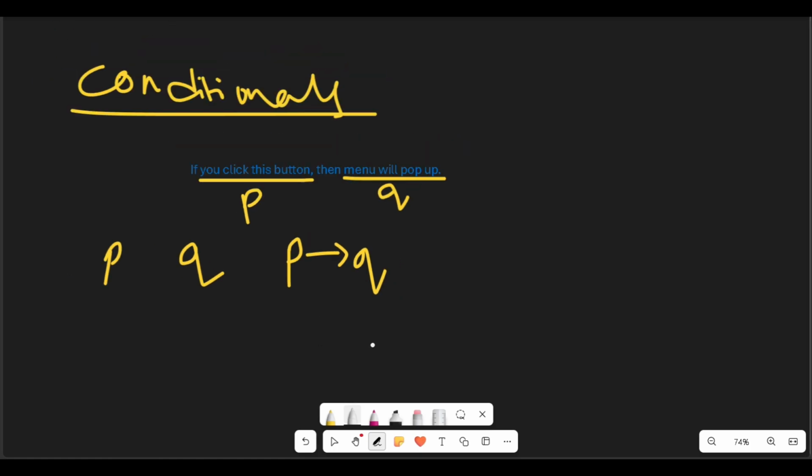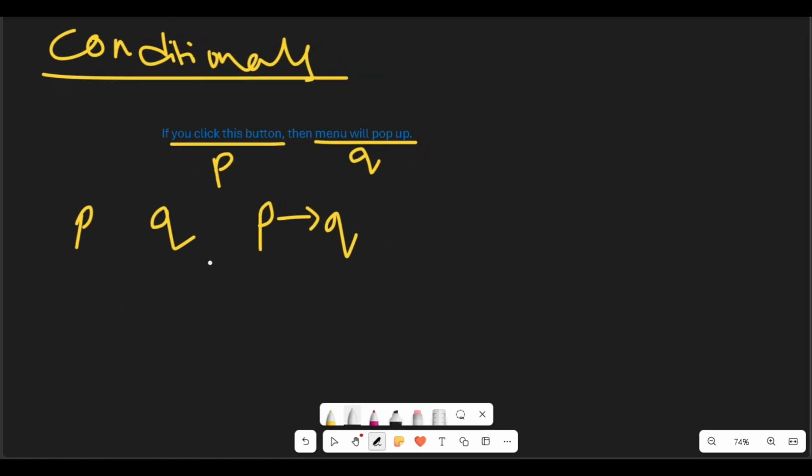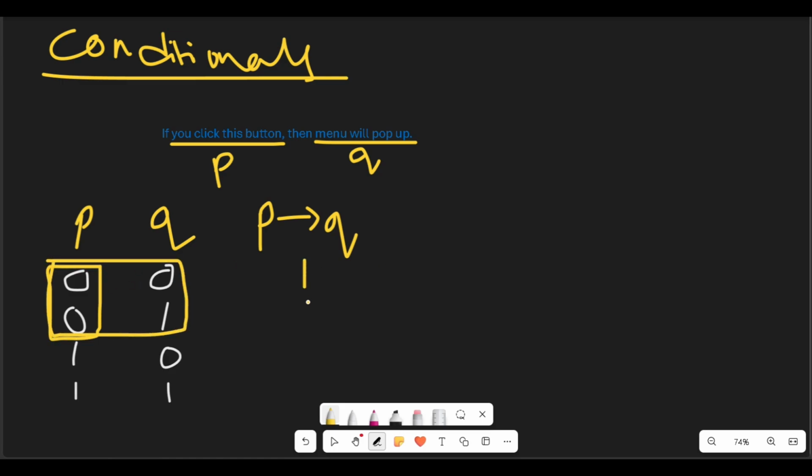So you can think of conditional like this. First, let's input the P and Q values: 0, 1, 0, 1. If the first part is false, then it as a whole becomes true. If the first part is true, then the final answer will depend on the second part. First part is true, and we will look at the second part, which is 0 and 1. This is the conditional.